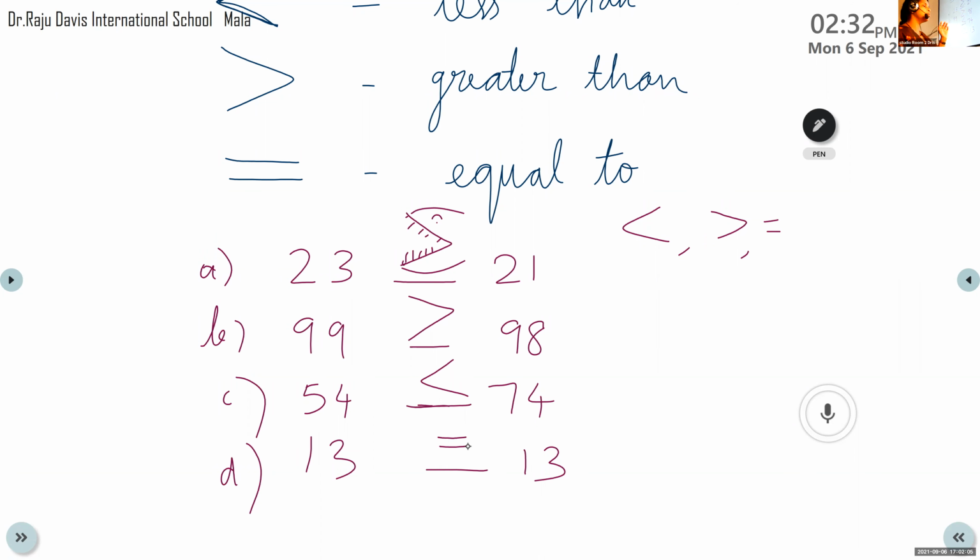Before that, we have to know the symbols used for comparison. Here we use less than, greater than, and equal to. And you have to remember, the mouth of the crocodile will always be open to which side? Where there is more in number, where the biggest number is. That side, the mouth will be open. Okay. Is it clear? This we completed last year.